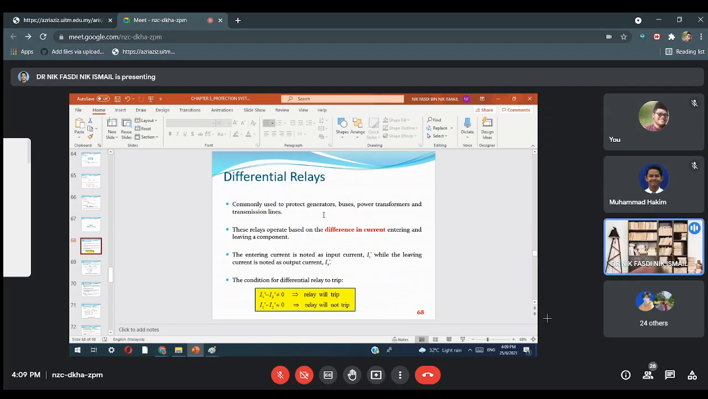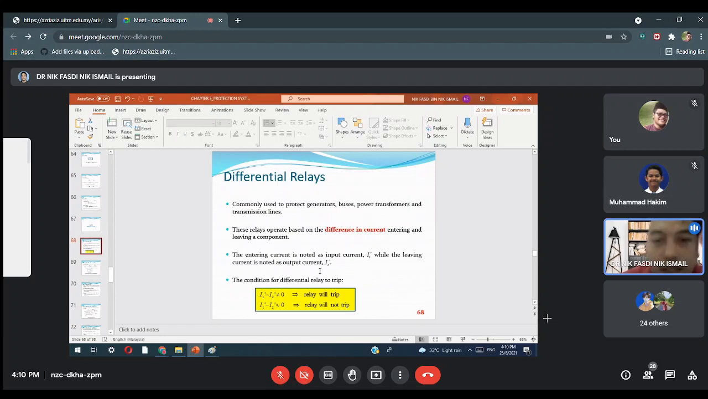Okay, this relay operates based on the difference in current entering and leaving the component. So, I said earlier that it is based on the difference in current. In this case, the difference between the current entering and the current leaving a component. So if you want to protect a generator, the current that goes into the generator and the current outside from the generator. If there is a difference, okay, it will sense the difference and decide whether it is a fault or not.